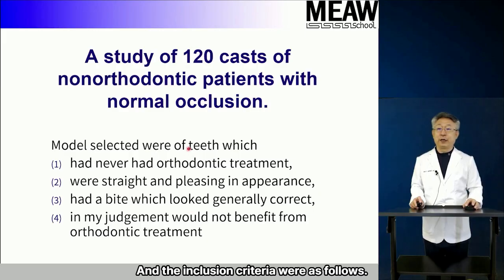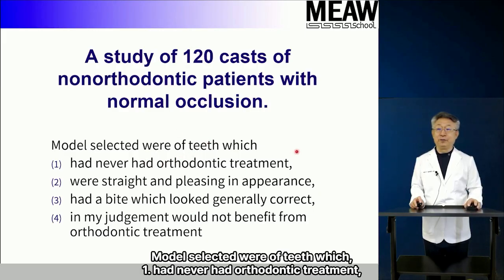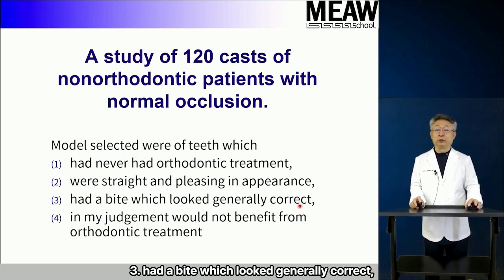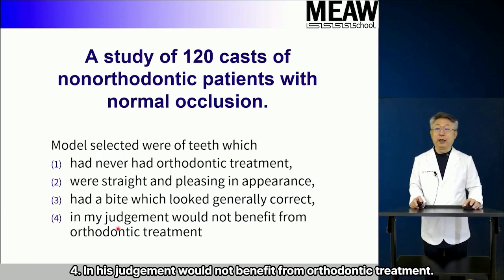And the inclusion criteria were as follows. Models selected were of teeth which: 1. Had never had orthodontic treatment, 2. Were straight and pleasing in appearance, 3. Had a bite which looked generally correct, 4. In his judgment, would not benefit from orthodontic treatment.